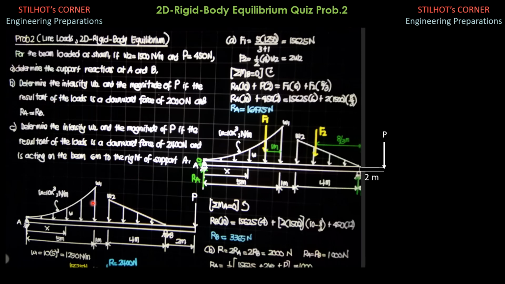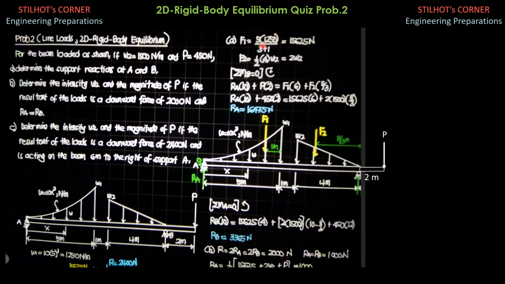So for the first part, there is the given intensity. It's varying third degree, 10x cubed. And when x is 5, 10 times 5 cubed, that's 1,250 W1 newtons per meter. So this is the complete free body diagram for that case.